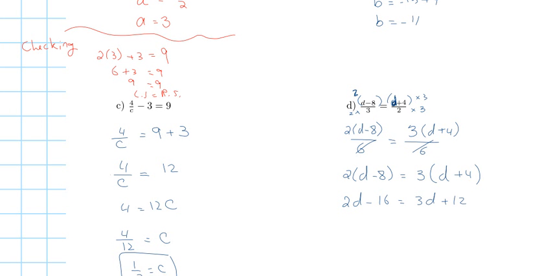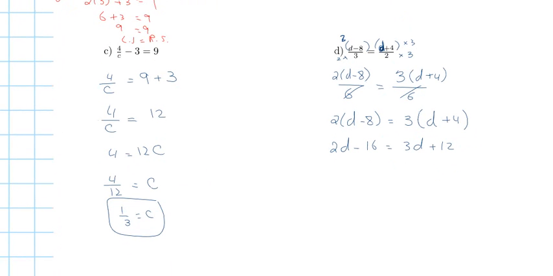What do you want to do now? Isolate the variable. You can bring the 16 over to the right side and then bring the 3d over to the left side, so you want the like terms on the same side. It doesn't matter. Actually, I'm going to bring the 2d over just because then it will be my last step, and then bring the 12. It doesn't matter at the end of the day. You should be getting the same answer.